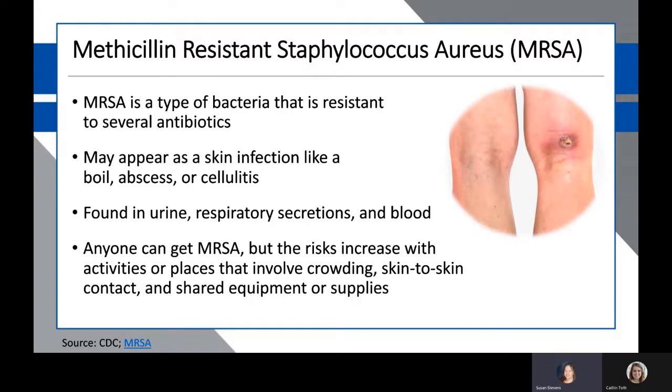Methicillin-resistant Staphylococcus aureus, also known as MRSA. Now, MRSA is a type of bacteria that is resistant to several antibiotics, and it may appear as a skin infection, like a boil or an abscess, or cellulitis, which is inflammation in the tissue and a swelling of the area. It's found in urine, in the respiratory secretions, and in blood. Anyone can get MRSA, but the risk increases with activities or places that involve crowding or skin-to-skin contact and shared equipment or supplies.